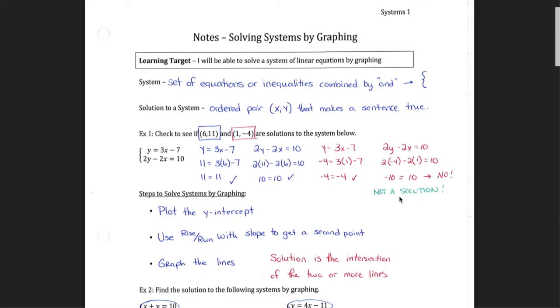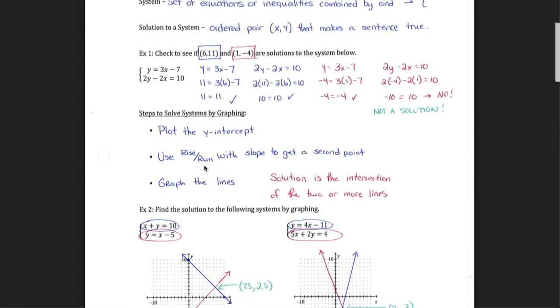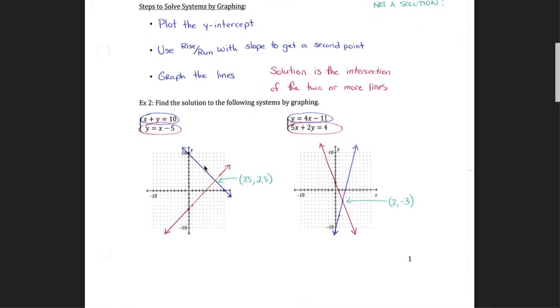But if we're trying to find solutions to a system, just plugging in random points is not a great way to find them. There's no way I could have known to try (6, 11) unless I went through hundreds and hundreds of points. I could have tried (-6, -11). That wouldn't have worked. So one way that we can find the solutions a lot more easily is by graphing. We have a couple steps that we can do to solve systems by graphing.